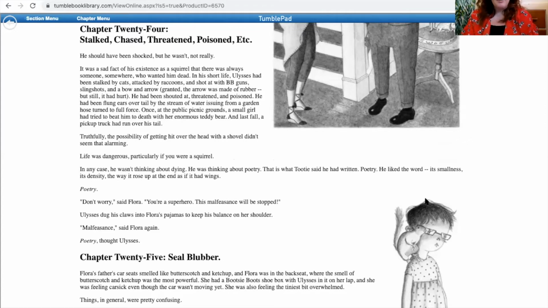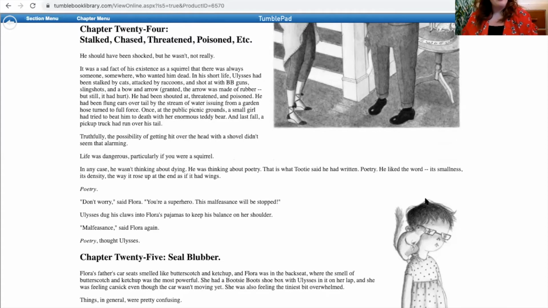He should have been shocked, but he wasn't. Not really. It was a sad fact of his existence as a squirrel that there was always someone, somewhere, who wanted him dead. In his short life, Ulysses had been stalked by cats, attacked by raccoons, and shot with BB guns, slingshots, and a bow and arrow. Granted, the arrow was made of rubber, but still, it could hurt.